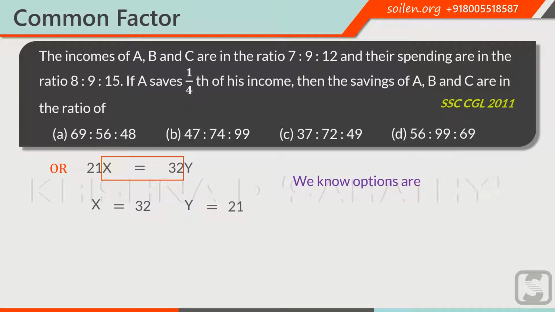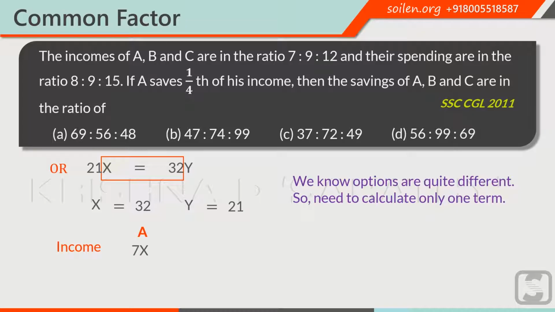Here, options are quite different. We need to calculate only one term. To make you better understand, I will explain the solution with all the three terms. A's income is 7x, and spending 8y. Place x equals 32, and y equals 21.